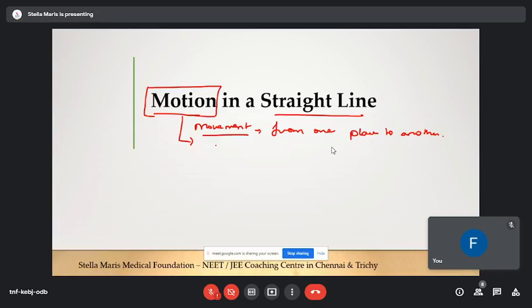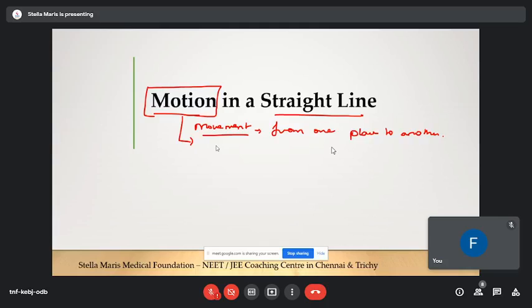So what happens when an object moves from one place to another? There is some displacement, sir. Displacement, very good. So there is a displacement. So displacement is nothing but what? Displacement is nothing but change in position, right? Right, Auxilia? Yes, sir. Okay, so motion is nothing but change in position.